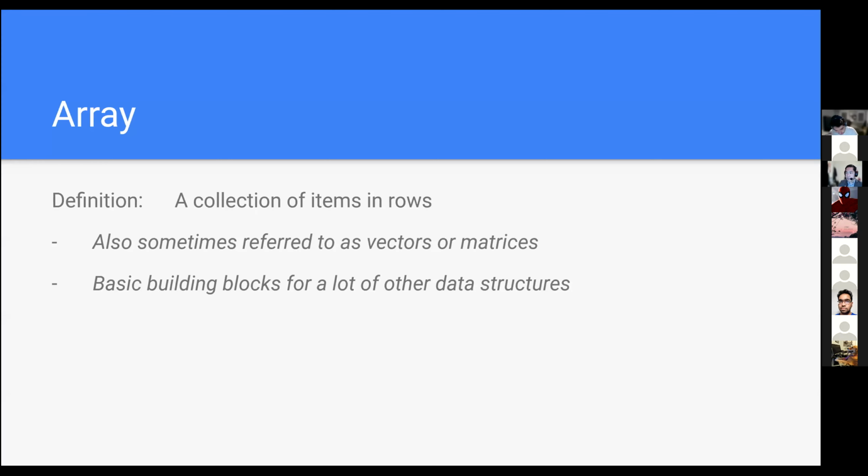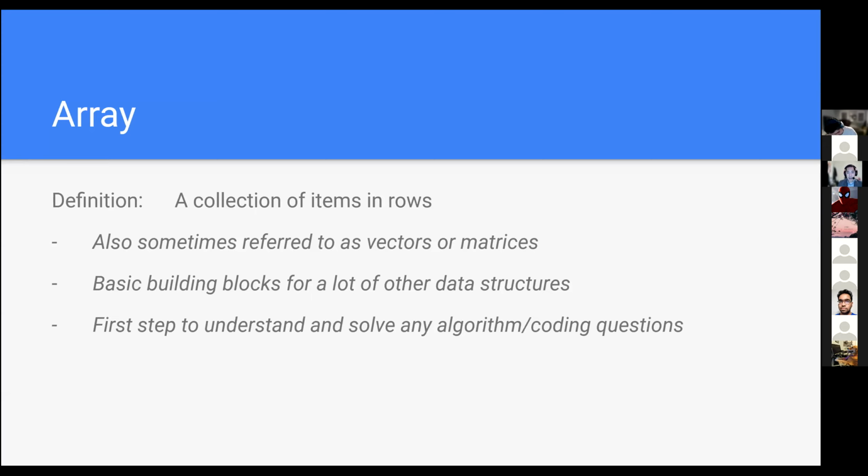We'll cover them later in this presentation. And so one thing about arrays is that in memory, it's assigned with a specific block like this. So it's continuous. And so it's the first step to understanding and solving any algorithm and coding questions. Also, it's very easy to access considering you're only accessing them through indexes.